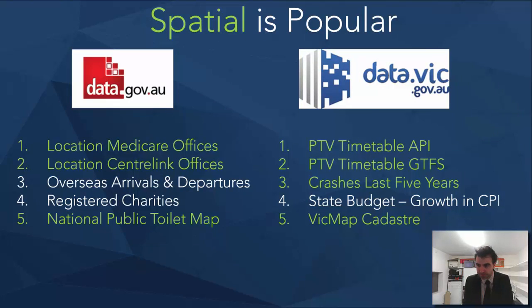data.vic, these are the top 5 downloads on each of them, and the green ones are just clearly spatial data sets, and even the white ones like overseas arrivals and departures, that's those boarding cards you fill in on the plane. You land and arrive at a port across Australia. Each of those are destinations and arrivals, and then you're going to different countries, and those are ports. So it's kind of spatial. And the registered charities, that's address information, could be considered spatial as well.